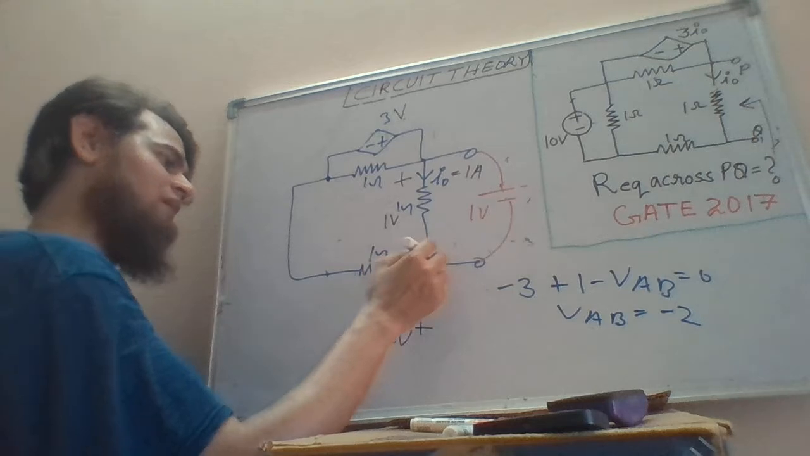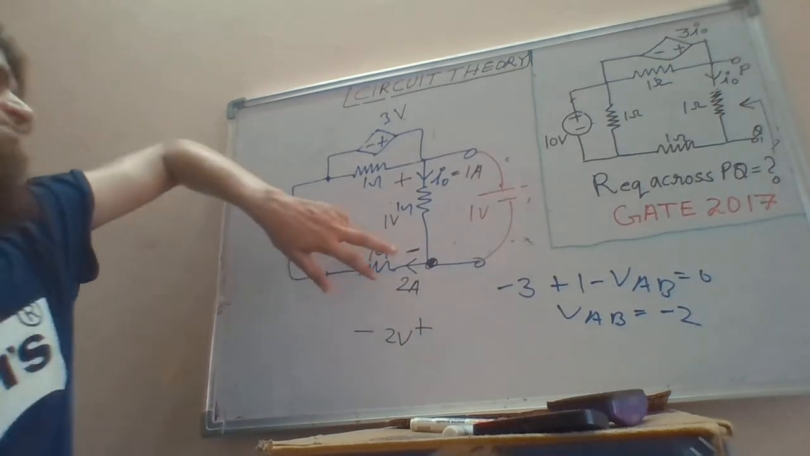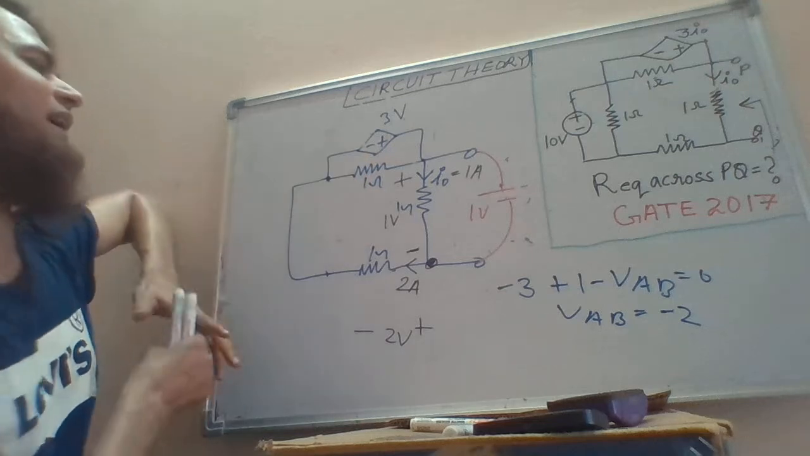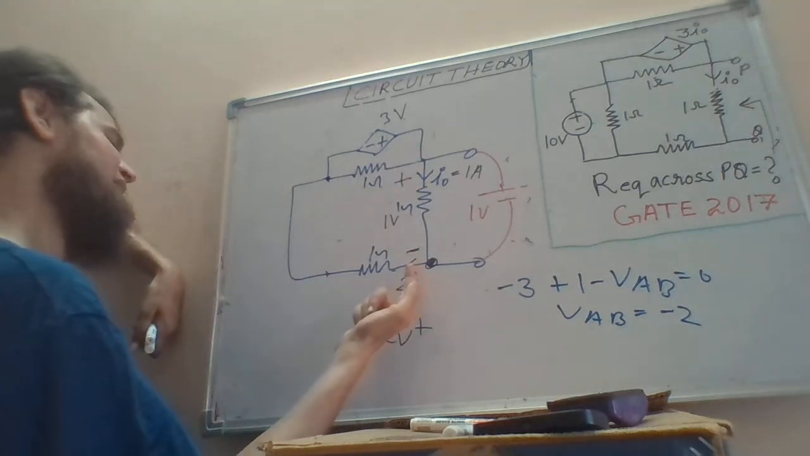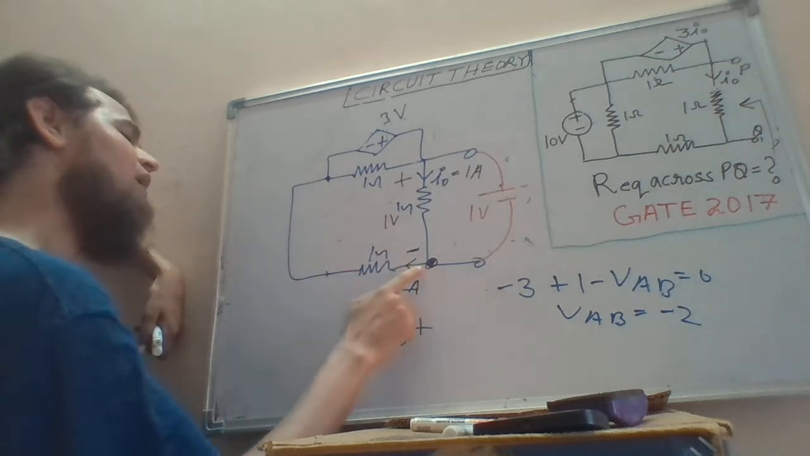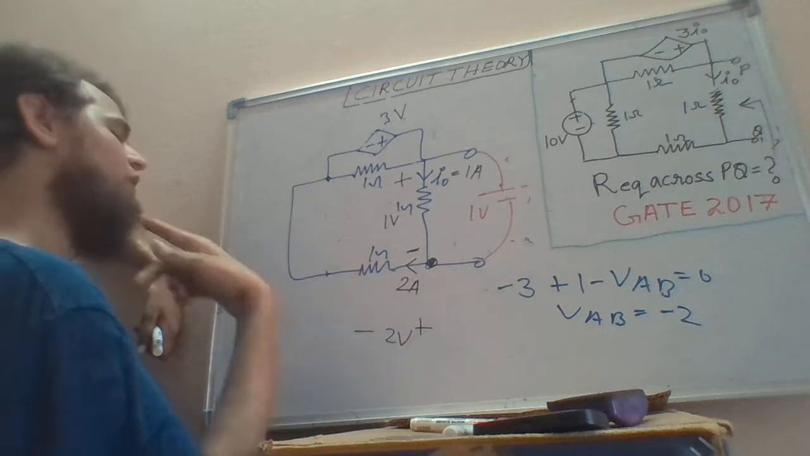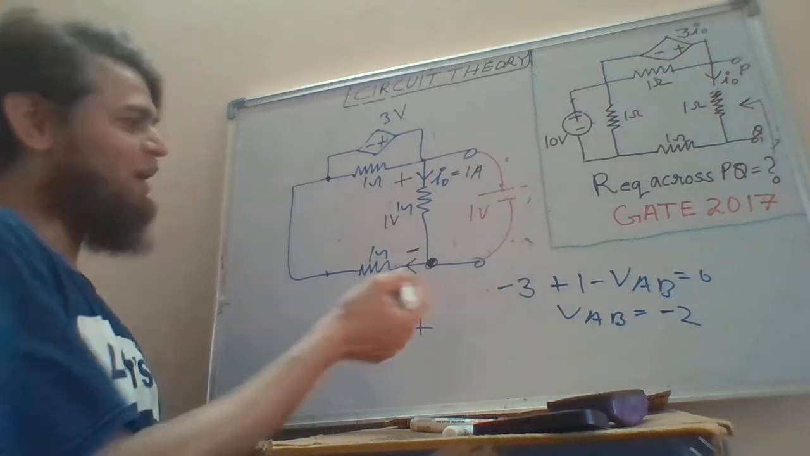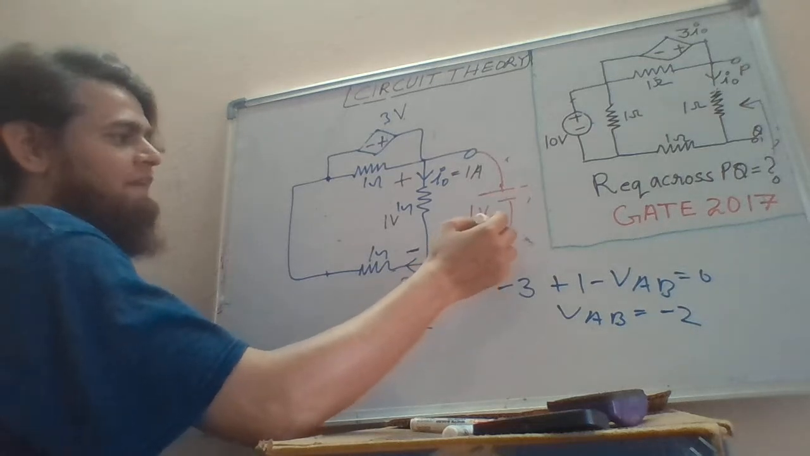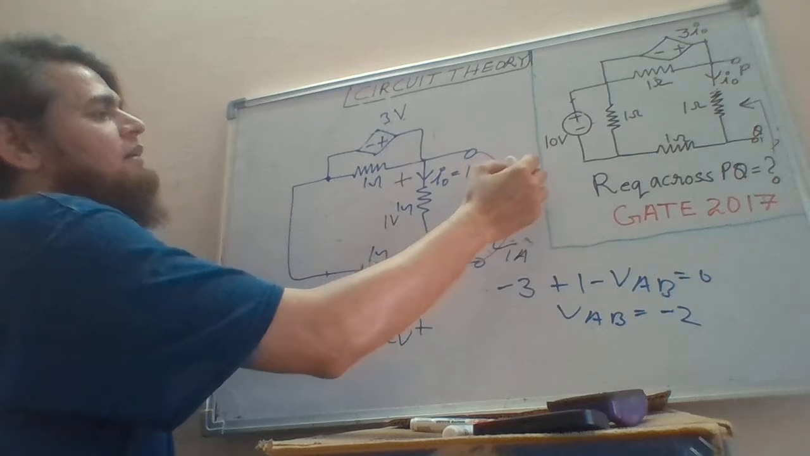Now look at this node. Look at this node. The 1 ampere current is coming from here, and 2 ampere current is going in this branch outside the node. It's very clear that 1 ampere must be coming from here.